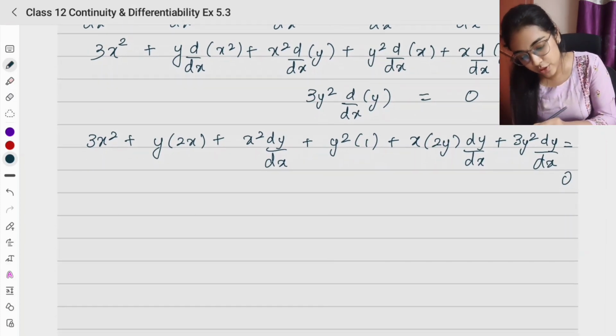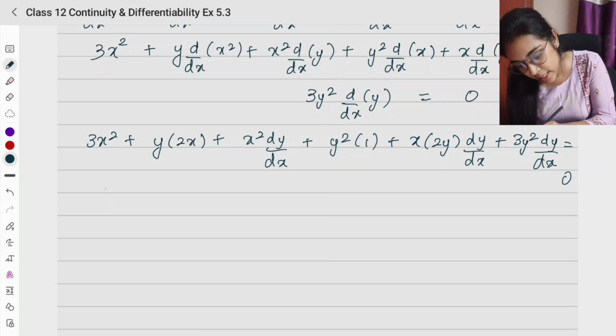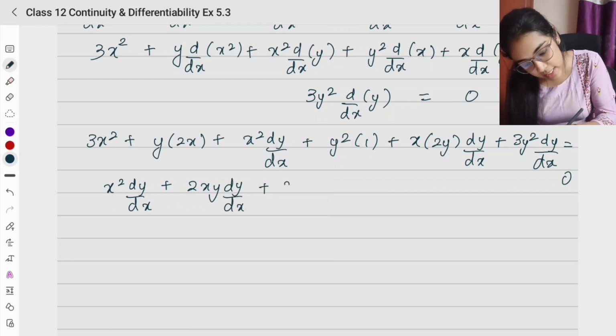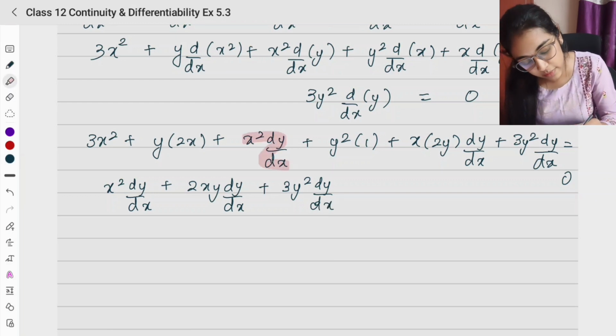So, I'm going to take all my terms which are dependent on dy by dx together. So, what will be there? x square dy by dx plus 2xy dy divided by dx plus 3y square dy by dx. So, these are my terms which are dependent on dy by dx. Correct? The values that are marked in pink. So, these are the terms which are dependent on dy by dx and these are the terms which are not. So, let's take all of these to the other side.